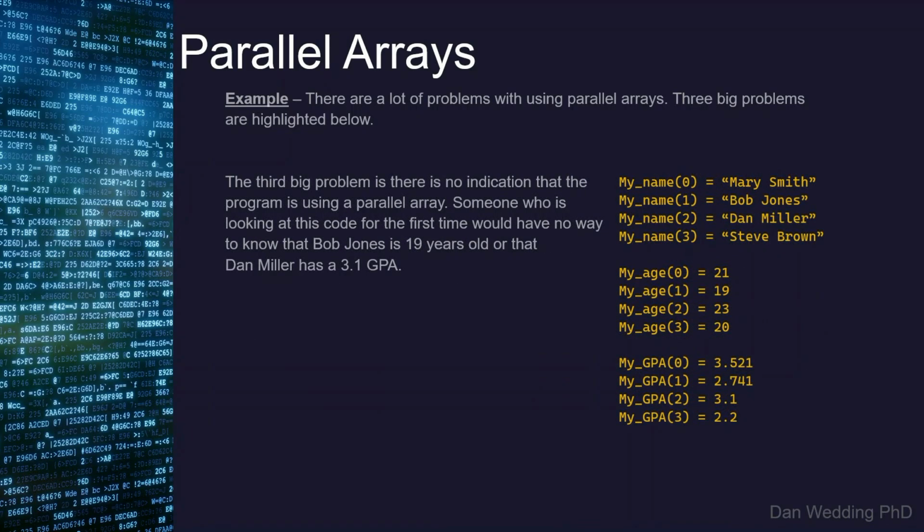The third big problem is there is no indication that the program is using a parallel array. Someone who is looking at this code for the first time would have no way to know that Bob Jones is 19 years old or that Dan Miller has a 3.1 GPA.